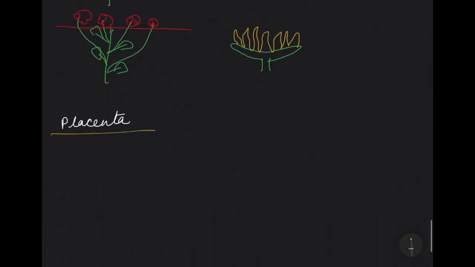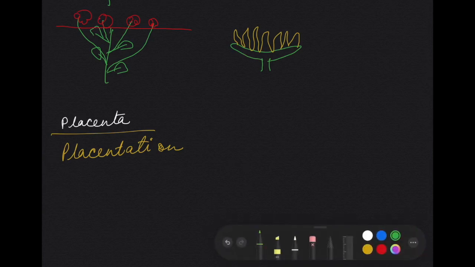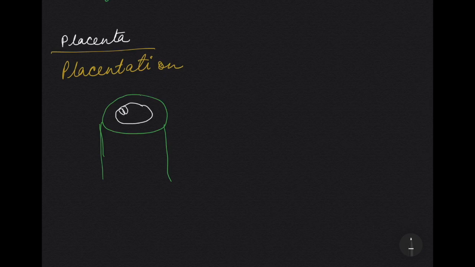And of course, you know what placenta is. I already told you. It is the tissue that attaches the ovule to the wall of the ovary. And coming to placentation, it is the manner in which the ovules are attached to the wall of the ovary. I think all of you have seen a cucumber. If you cut open a cucumber, you will see right at the center how the seeds are attached. Many seeds are attached. So this soft fleshy part in the ovary is the placenta.